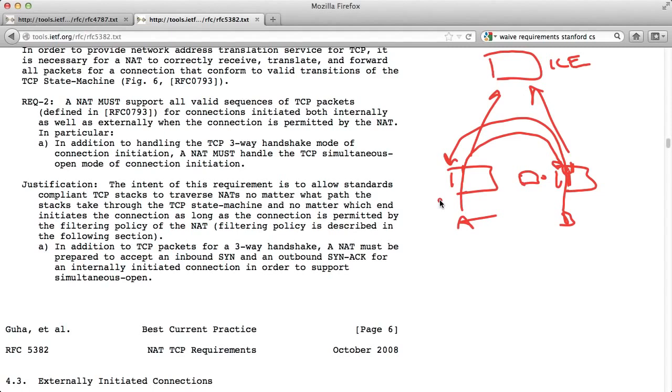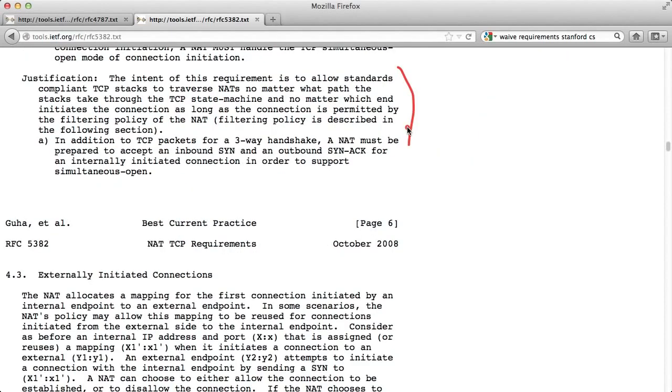It's not just that we don't support simultaneous open, and so therefore we're not going to allow this SYN to traverse because that's an incoming SYN. If you have a mapping, the incoming SYN must be able to traverse. So that's what requirement 2 is saying. But even more generally, it's saying that TCP has a state diagram, and you're supposed to be able to traverse the state diagram to open a connection in any way that you want, and a NAT should not restrict that. That is, NAT should not somehow limit the TCP implementation options.